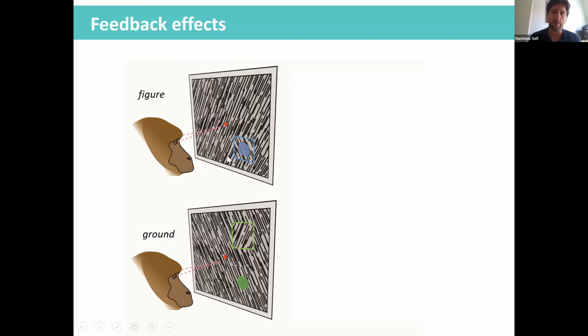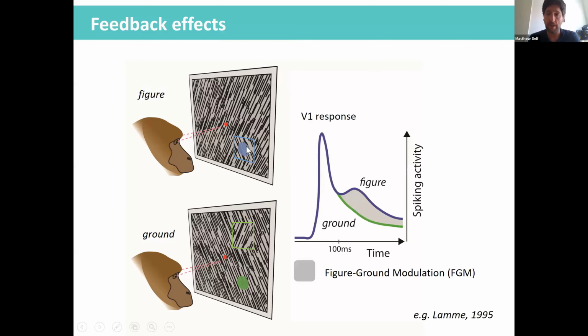So here we can look at the effect of context. Here the receptive field is on an interesting figure, it's behaviorally relevant, but the information that tells us the receptive field is on a figure is outside the receptive field, right? So it's a contextual effect. Now, despite that, we see a clear difference in neural activity in V1.